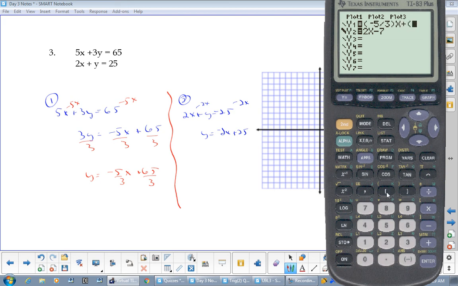Plus, and again, just out of habit, because sometimes if you don't, it messes up 65 over 3, and it makes it that nice little fraction, right? And in this one, I'm going to put -2x plus 25. And just verify that you've put them in right, because it's going to be human error that gets these wrong for you. There's a lot of places to just put in the wrong number. It's just that simple.